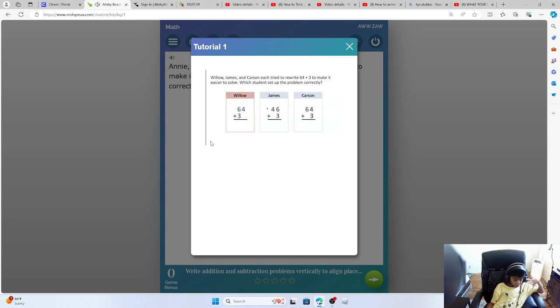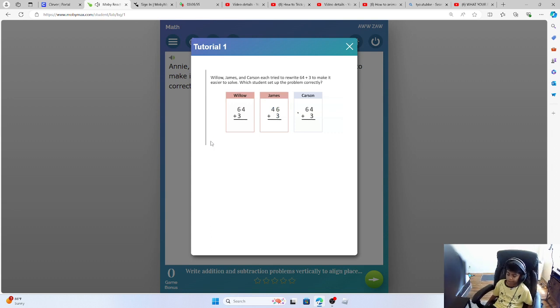How about James? Are his tens and ones lined up? Well, it looks like he put this 3 in the ones place, so that's good news. But what about the top number? The number 64 has 6 tens and 4 ones. James put the 6 tens in the ones place and the 4 ones in the tens place. He mixed up these digits, so he didn't set up his problem correctly either.